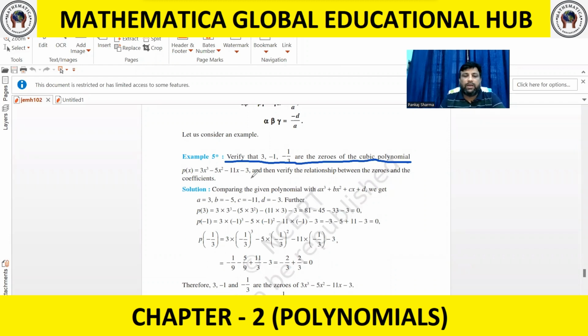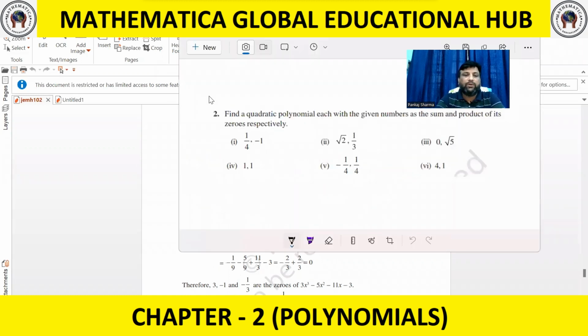The cubic polynomial p(x) is equal to this. Then verify the relationship between the zeros and the coefficients. Here the zeros are given as well as the cubic polynomial. They are telling us to verify the relationship between the zeros and the coefficients, and we need to verify if these are the zeros or not. So let's discuss this question.